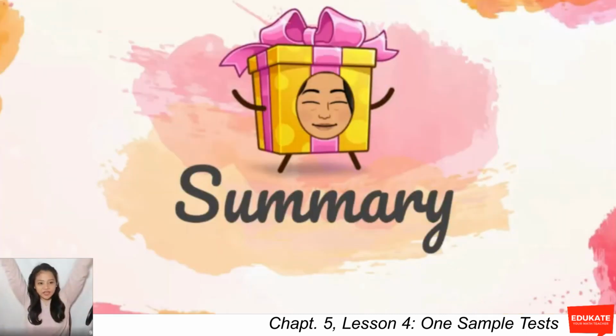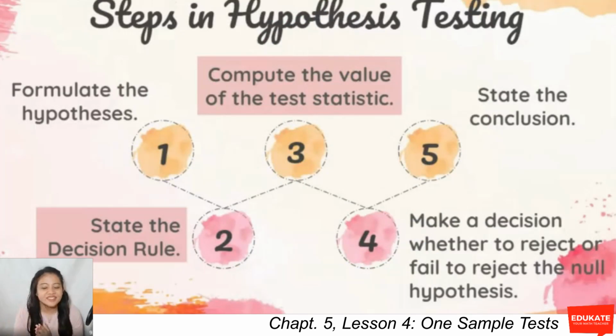Yes, summary na! So for our summary, let's wrap up what we have learned today. Our steps in hypothesis testing: formulate the hypothesis, state the decision rule, compute the value of the test statistic, make a decision whether to reject or fail to reject the null hypothesis, and then the last one is to state your conclusion.